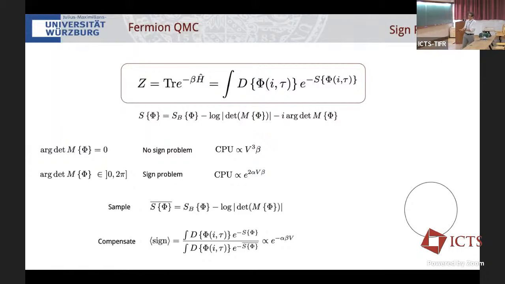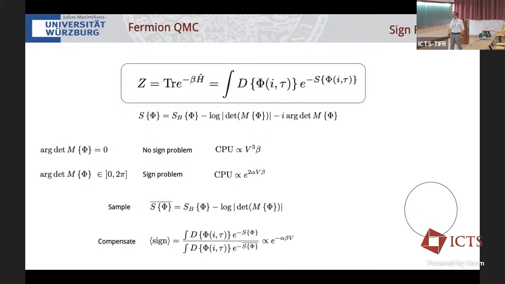And essentially, what I will have to do is sample a different action, which is just like the phase of the determinant, and then I will have to compensate. In compensating, I essentially pay an exponential factor, because this compensation factor is like the quotient of two partition functions, and it decays exponentially. There's a number alpha, which turns out to be important, times beta times the volume. So I have to resolve such a small number, and because of the law of large numbers, the computational time will scale exponentially like this.